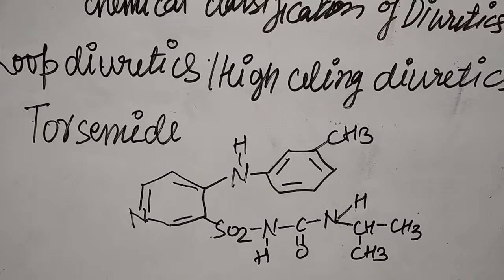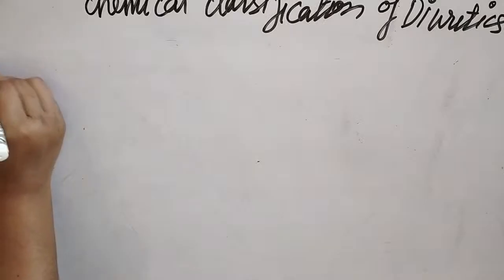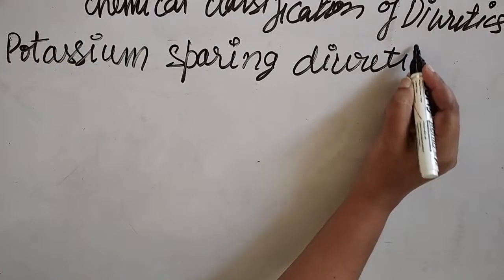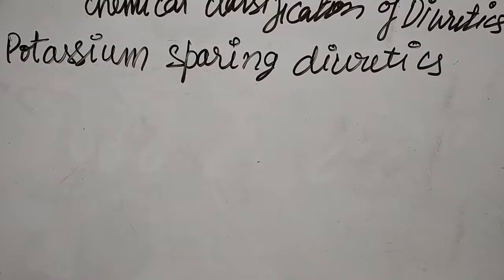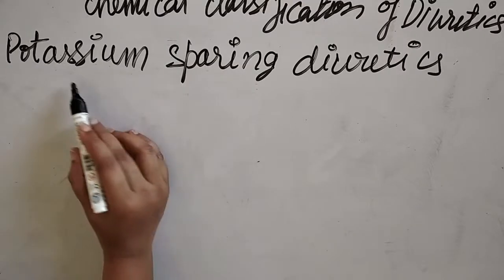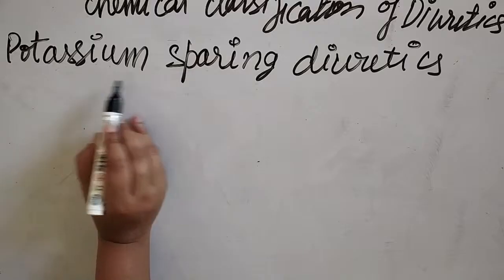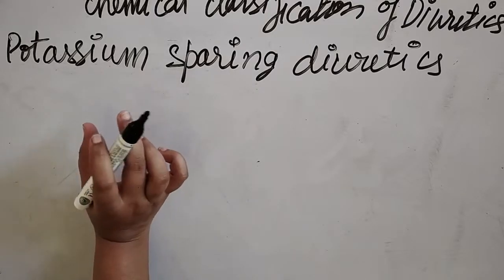So we will discuss their mechanism of action one by one. But before that, we have to write the chemical classification. Next category is potassium sparing diuretic. Generally these diuretics conserve the concentration of potassium in the nephron. That is why they are known as potassium sparing diuretics. Means they will spare the potassium ion. They will try to conserve the potassium ion.